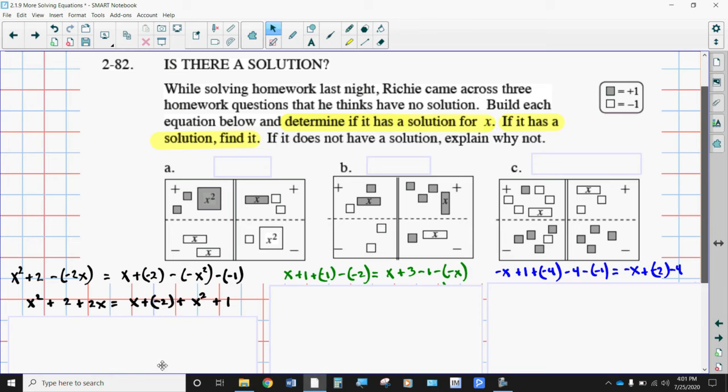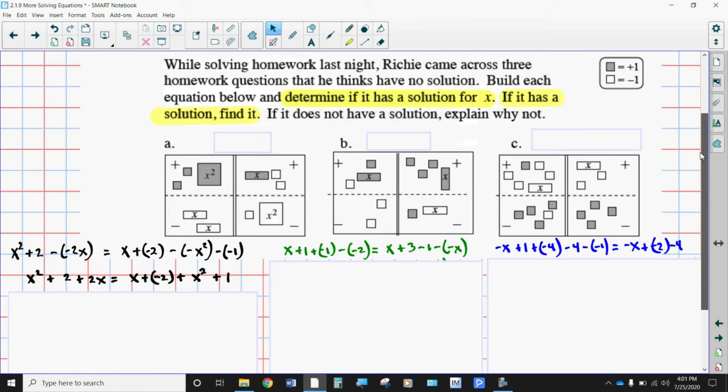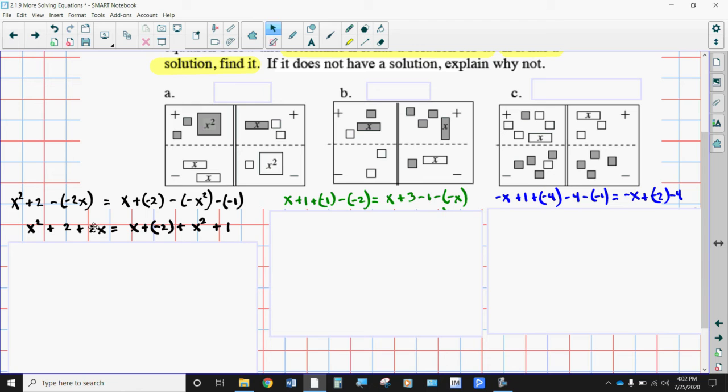We rewrite it as addition problems using KFC here. I don't like minus and negative 2x, so we call it plus 2x. I don't like minus and negative x squared or a minus and negative 1, so we change those to plus x squared plus 1. Then we combine like terms, and you get, basically, this is the same. All I did was rearrange the order.